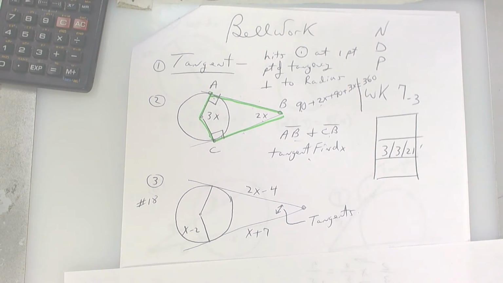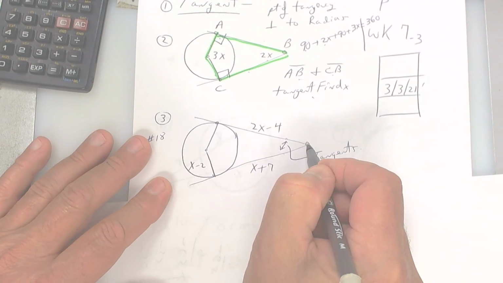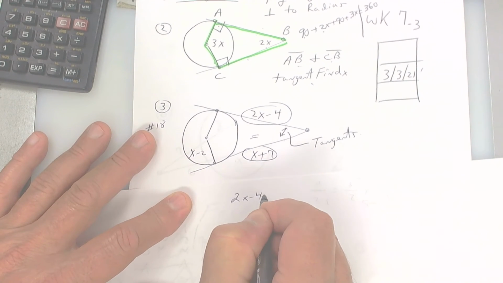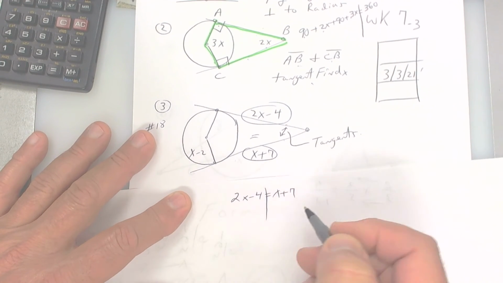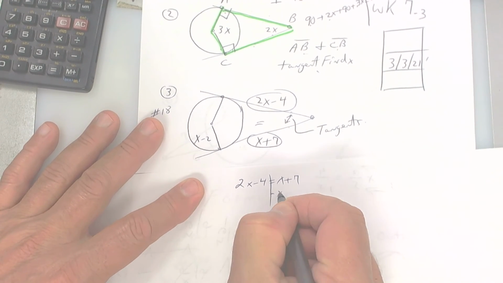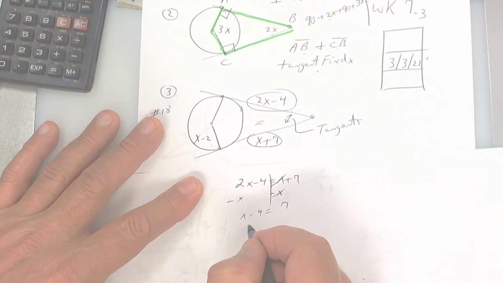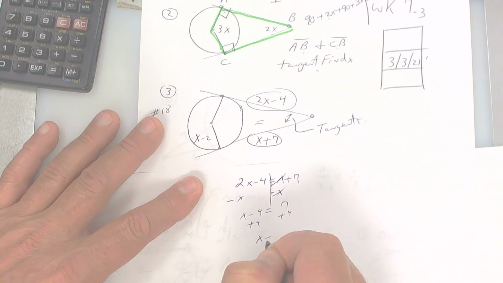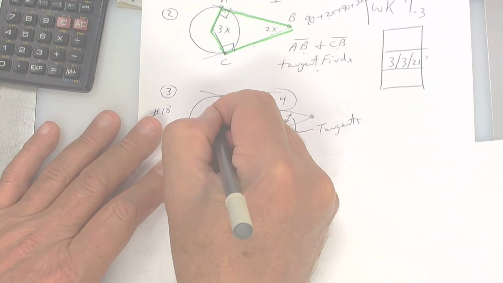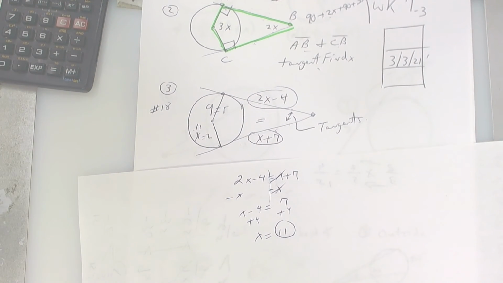Next, this one right here, these both are tangent from the same point, therefore this one is equal to this one. So you're going to do 2x minus 4 is equal to x plus 7. Always ask yourself, what is the relationship? Now you're going to subtract x from both sides. So you're going to get x minus 4 is equal to 7. And then you're going to add 4 to both sides. And when you do, you get x equals 11. So the radius is going to be 11 minus 2, which is 9. So the radius is 9, and each of these sides is 11. And that's how you do it.